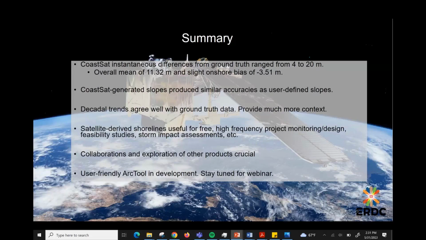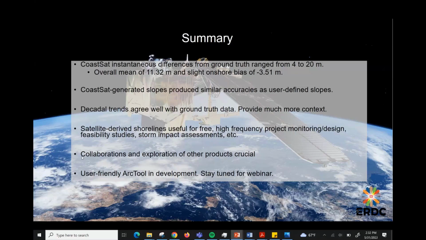So then, just to wrap up, we're pretty excited by our accuracy assessment. Again, as expected, relative to other work around the world, we have an overall mean horizontal difference from the ground truth of 11.3 meters. That does range across our sites. We've learned that we can use the CoastSat generated slopes, and that the decadal trends agree quite well with ground truth. And again, I think we've emphasized the potential uses here for project monitoring and design.